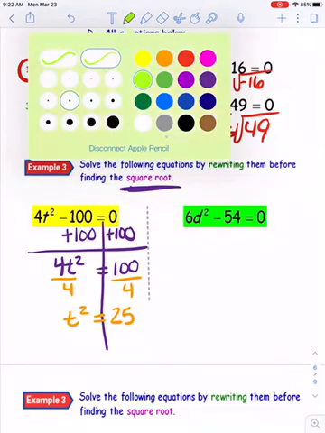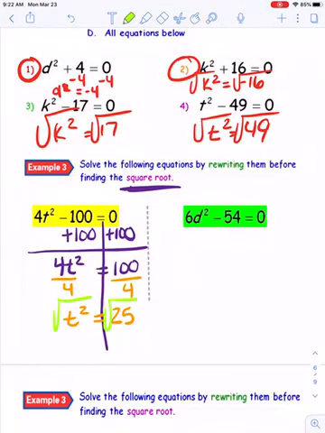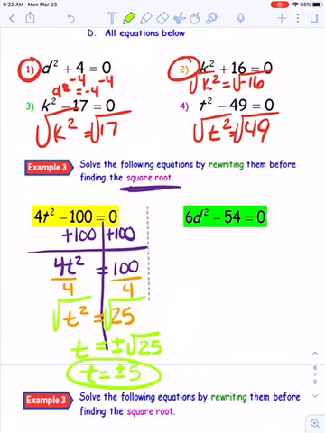Finally, I get to go ahead and take the square root of both sides. So I get t equals a positive and negative square root of 25. Right? It's both when I'm taking the square root in an equation. So I get t is equal to a positive and negative 5. There's my solution.